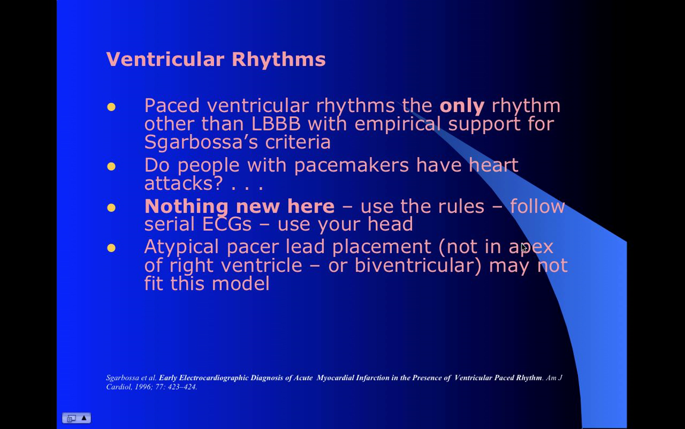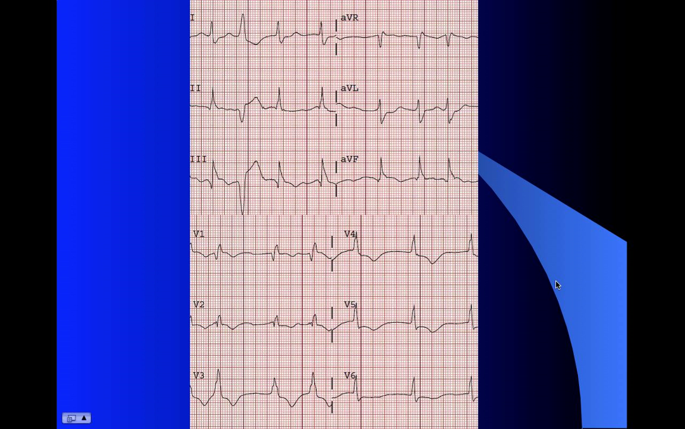One caveat is that the traditional placement for these pacer leads is usually down in the apex of the right ventricle, so down on the right side, we would say. A lot of modern pacers may not be following that pattern, especially the biventricular pacers, so they can do some funny things which may not fit all of these principles. But in general, use the same approach. So take a look at this one.